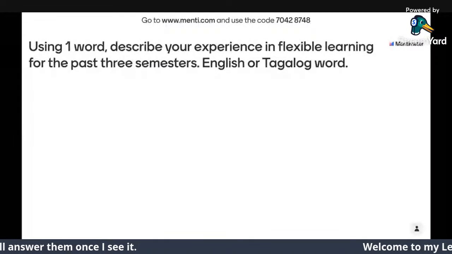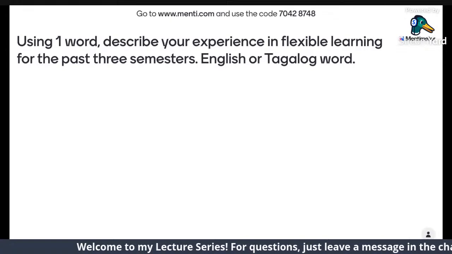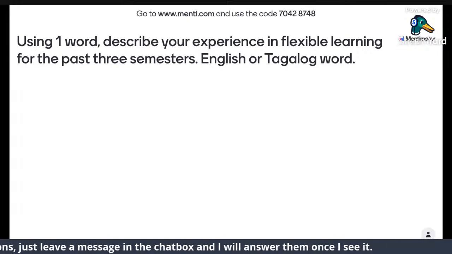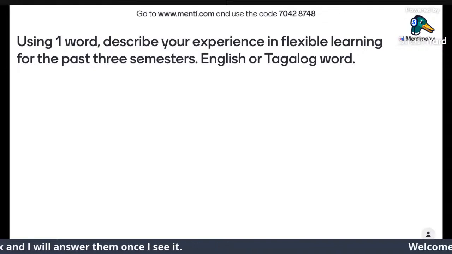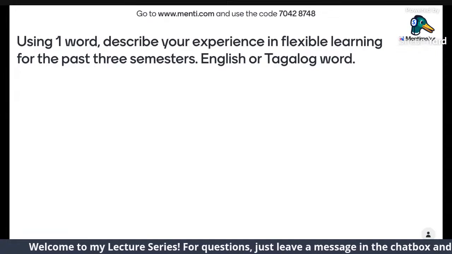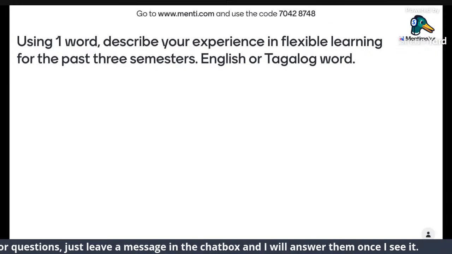Okay, so if you can see on your screen, can you see it? All right, so on your screen it says, go to www.menti.com, and then when you are asked to key in the code, use the code 70428748. Let me know, guys, if you can follow.